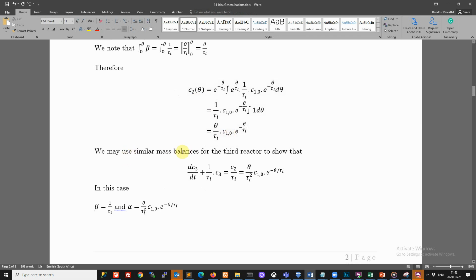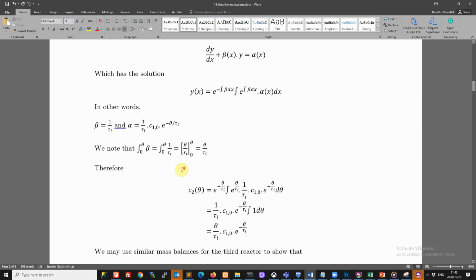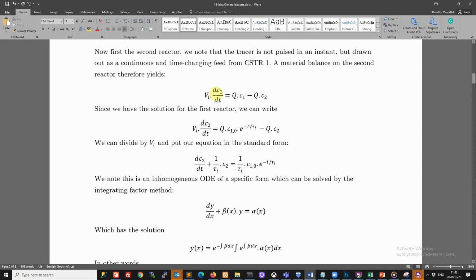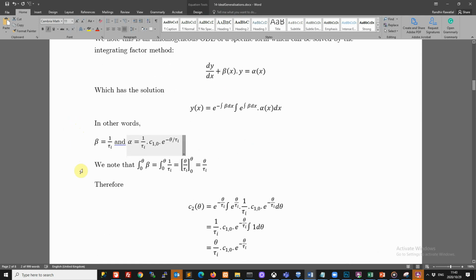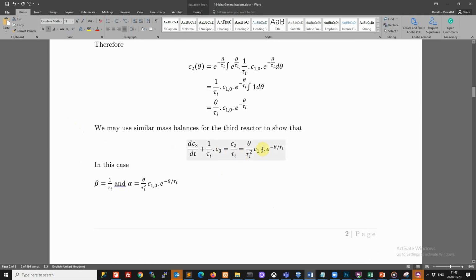And then you can do a similar thing for the third reactor. So you go ahead and write VI dC3 dt equals QC2 minus QC3, and then you'll be able to rewrite it in this form. And in fact, let's stick with that form. And now you have to substitute the function for C2. So C2 over tau I is now this thing over tau I. So you'll have a tau I squared down here times this exponential factor here, right?